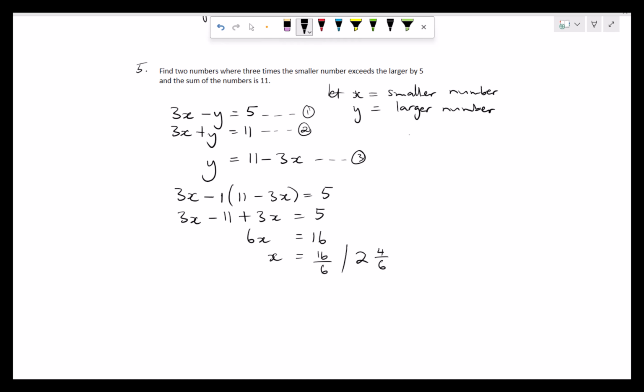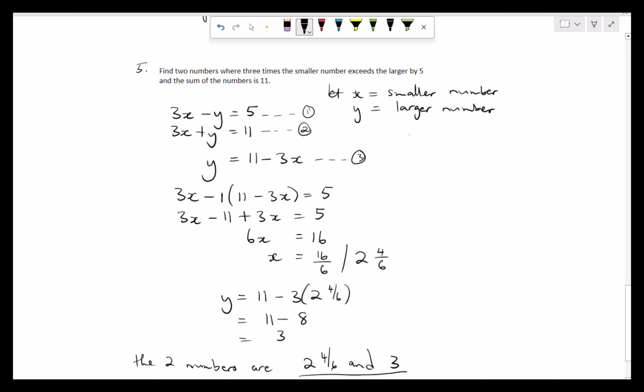We now look for the y value. We use our equation number 3. So we have y is equal to 11 minus 3 multiplied by 2 and 4/6. That gives us 11 minus 8, and that is equal to 3. The two numbers are 2 and 4/6 and 3. These are the two numbers that we were looking for. That is how we solve these problems using simultaneous equations.